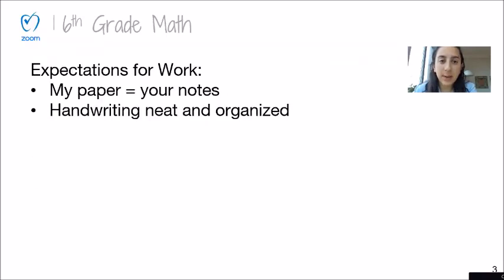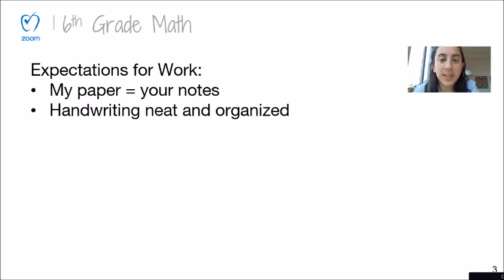The next is expectations for work. Please make sure you are getting all notes down on your paper and you are typing everything you need to type into your Google Classroom. And as always, remember that your handwriting should be neat and organized.